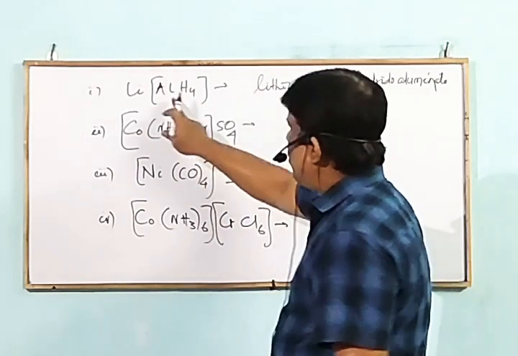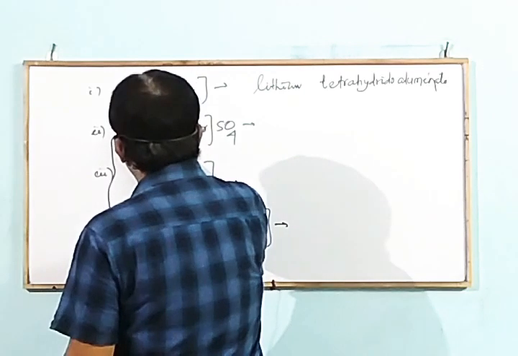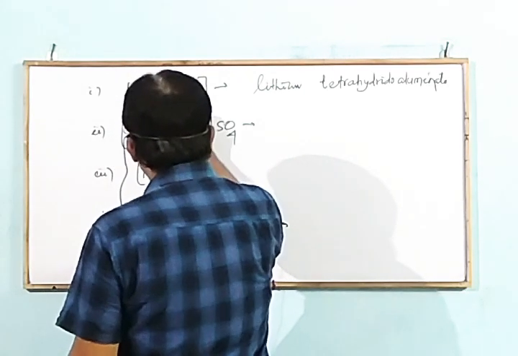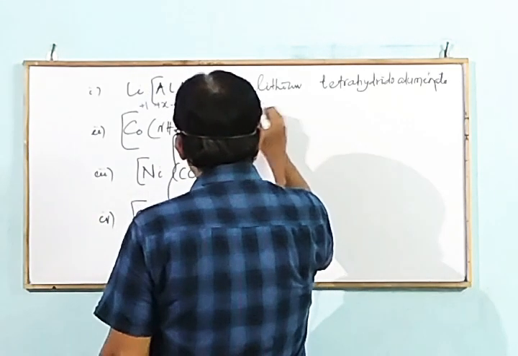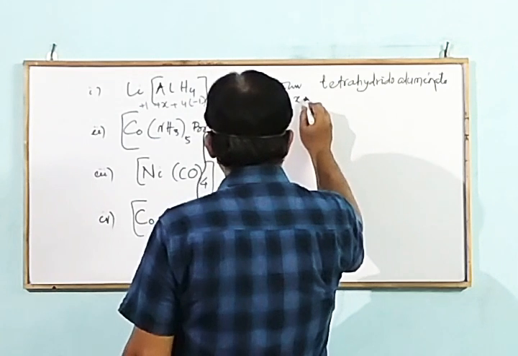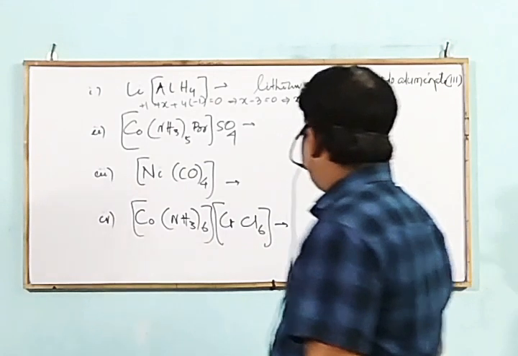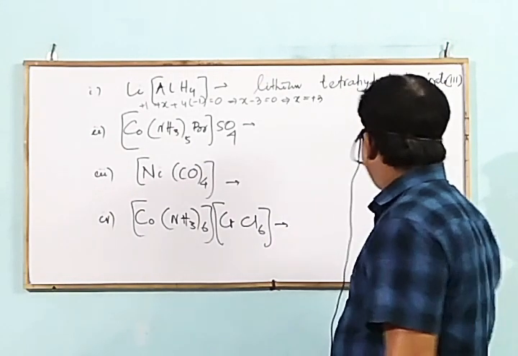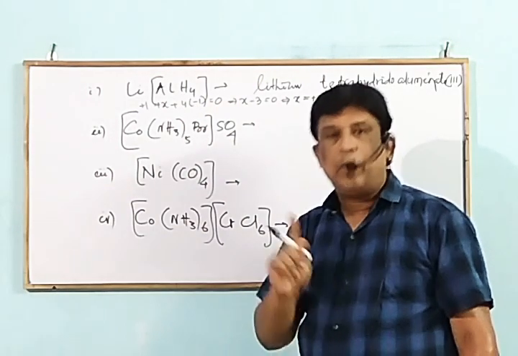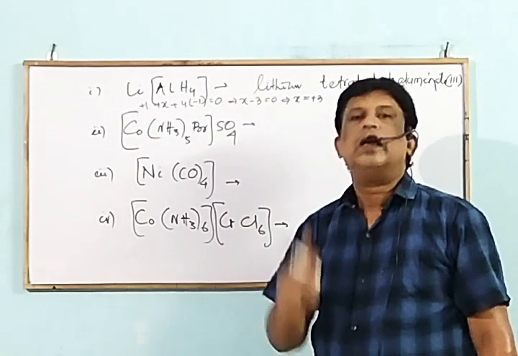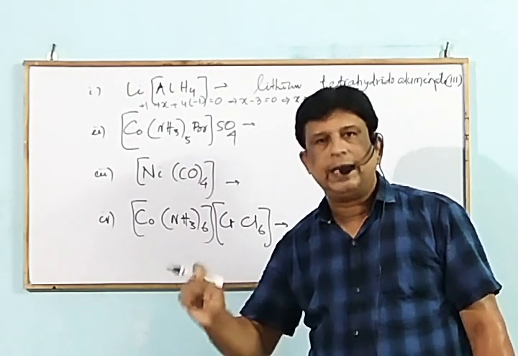Now we have to write the oxidation number of the central metal atom, that is aluminium. Lithium is +1, aluminium is not known, that is X. Plus 4 into minus 1 is equal to 0. This implies X minus 3 is equal to 0, so X is equal to +3. That is III. Lithium tetrahydridoaluminate(III), because the anionic part is the complex one. If the complex part is the anion, then for the metal atom we have to write its Latin name, if there is one, along with the ending ate.